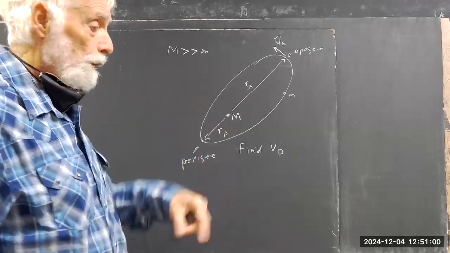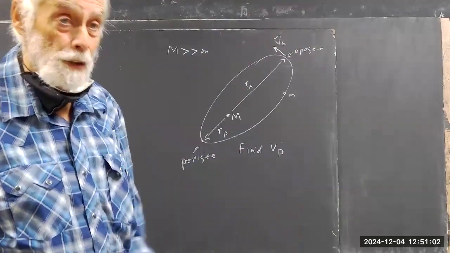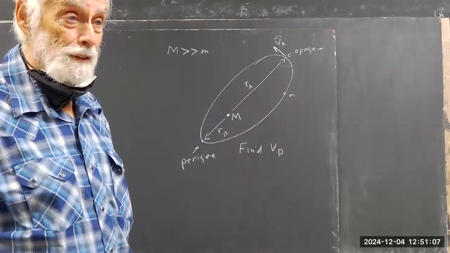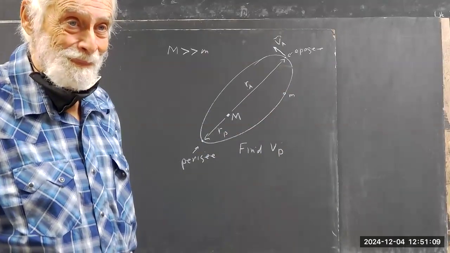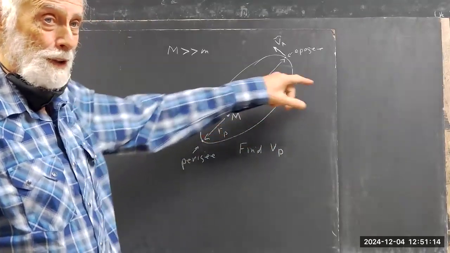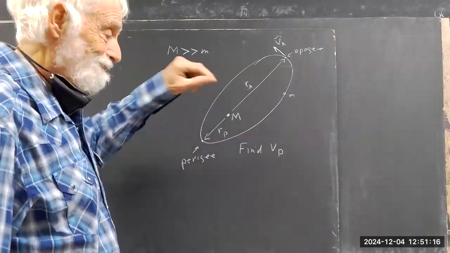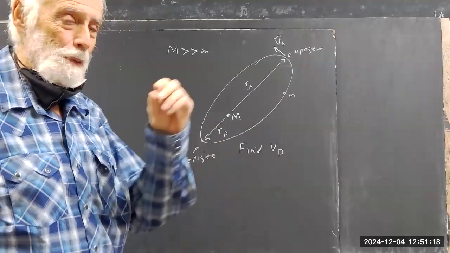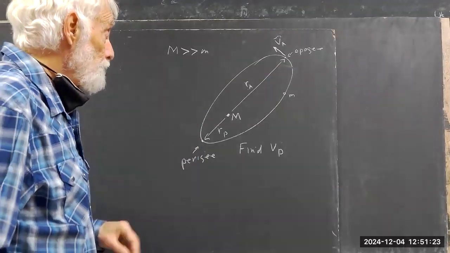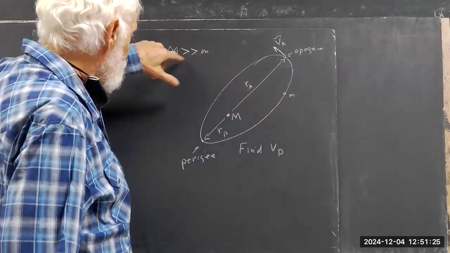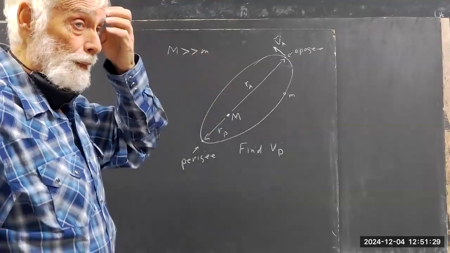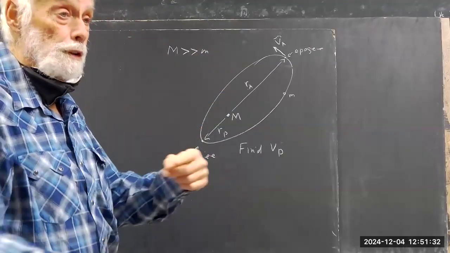Say you've got the Earth with a mass of 6 times 10 to the 24th kilograms and a space probe with a mass of 10 to the 4th kilograms. This is almost 10 to the 21st times greater than this one. The center of mass is probably within centimeters of the center of the Earth. So this assumption allows us to assume that this thing remains stationary. And of course, that's the assumption when we do circular orbits too.